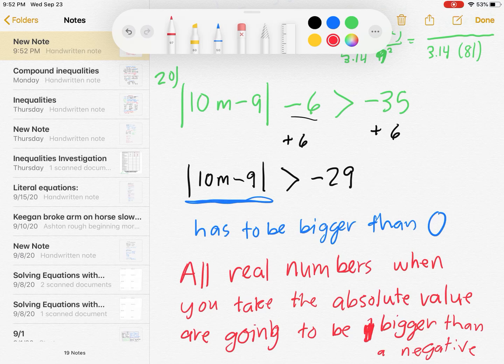So what's our answer going to be? It's going to be all real numbers. When in doubt, plug in some values and see what's happening. If you plug in any number there, it's definitely going to be bigger than 0, or negative 29 for that matter, when you take the absolute value of it.